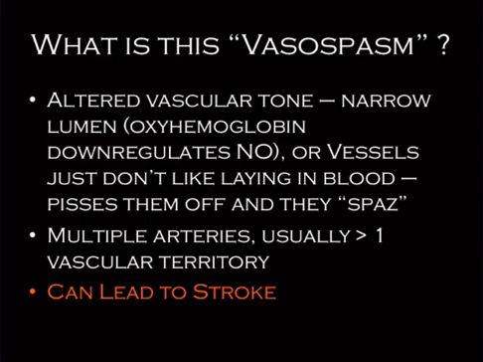So it's defined basically as multiple arterial territories, and if it's missed, it can be a serious thing because it can lead to stroke. So does vasospasm only occur in the setting of subarachnoid hemorrhage? No, of course not. There are other things in your head that can irritate the vessels.